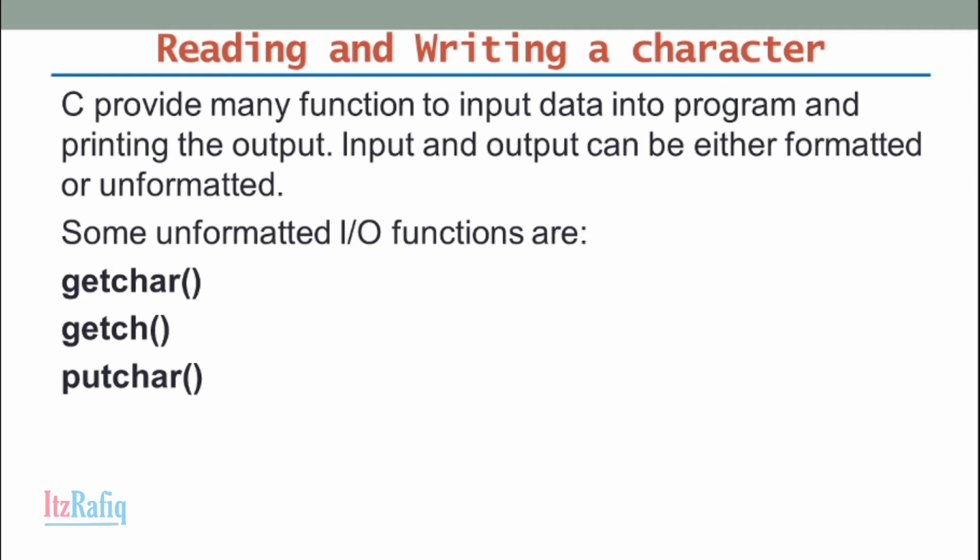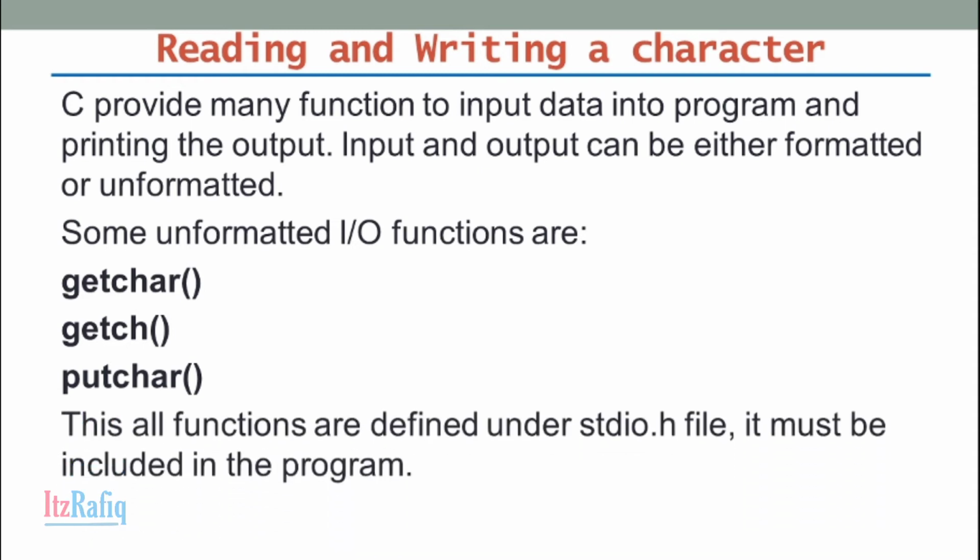Generally the output of a C program is displayed in just microseconds. So if we want to halt the output screen so that we can see the output, then we can use the getch function at the end of the program, and putchar to display a character on the screen. These all functions are defined under the stdio.h file. So at the beginning of the program we write include stdio.h. That file contains all these functions, so we have to include that file. The first line should be that one.